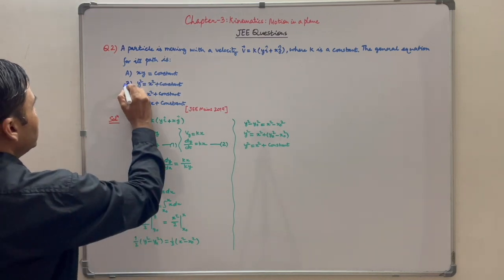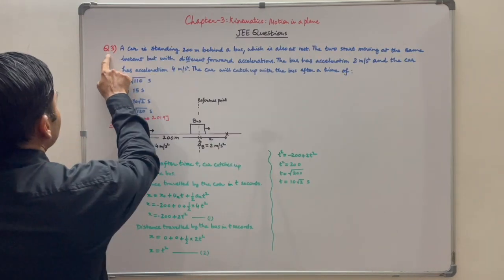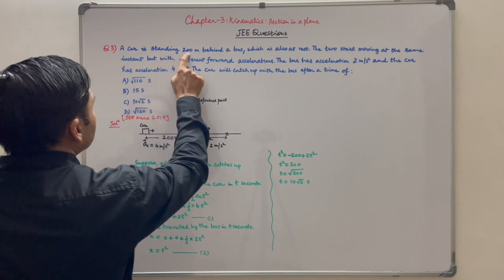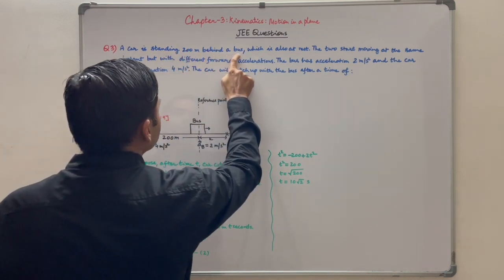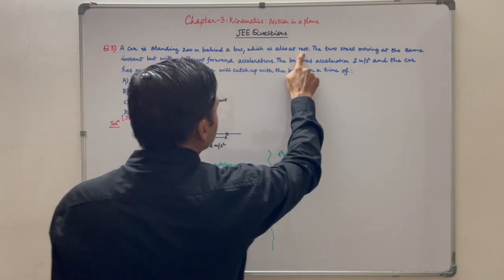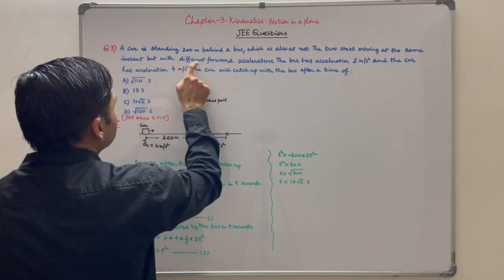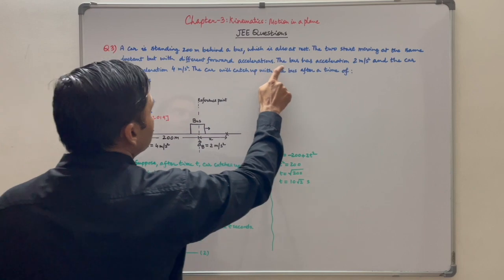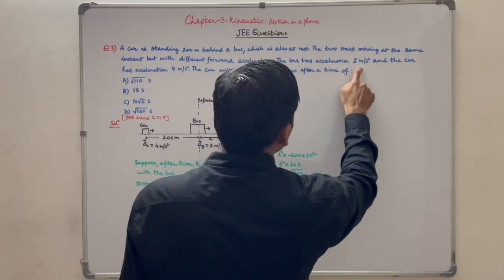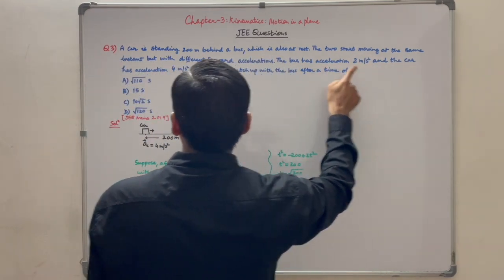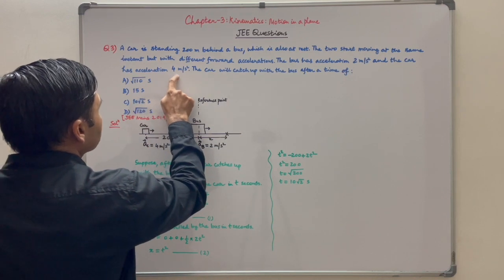So option B is correct. Third question: a car is standing 200 meters behind a bus, which is also at rest. The two start moving at the same instant but with different forward accelerations. The bus has acceleration 2 meter per second square and the car has acceleration 4 meter per second square.